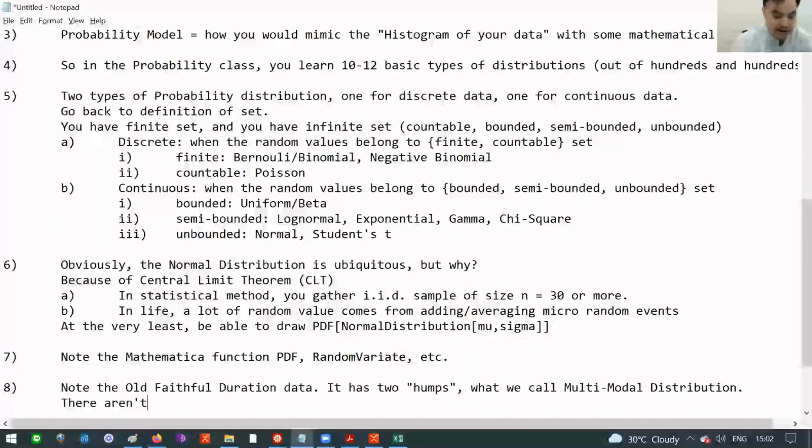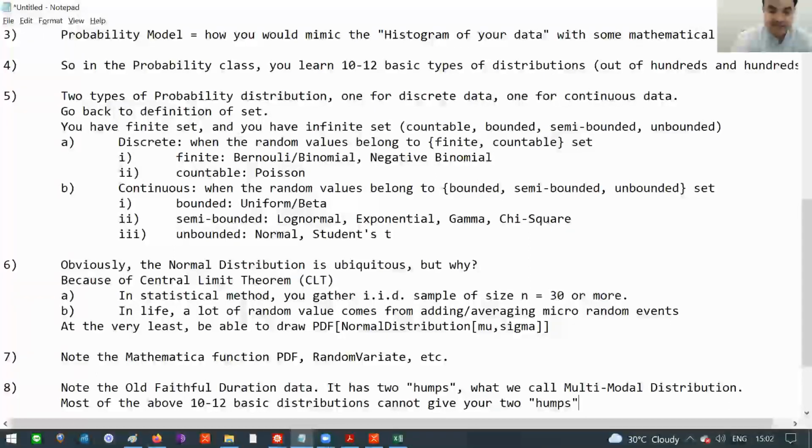Now, in fact, I can say that most of the 10 to 12 basic distributions cannot give you multiple humps.